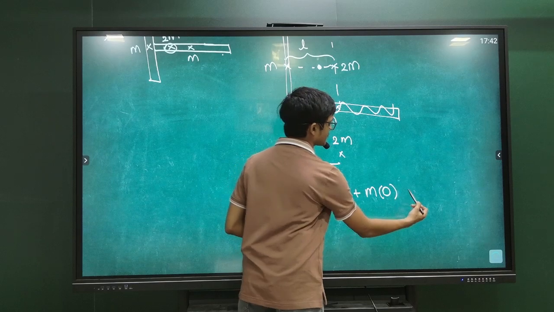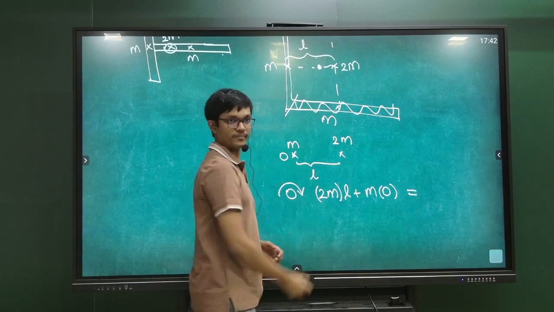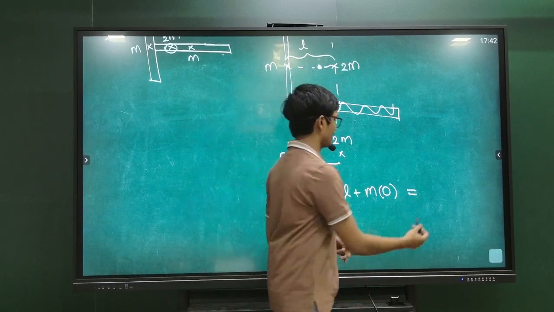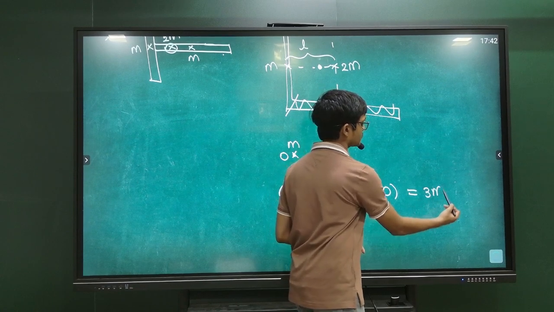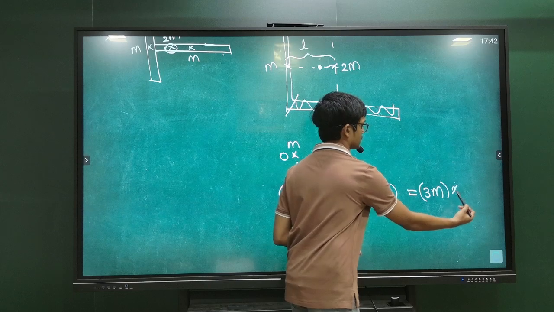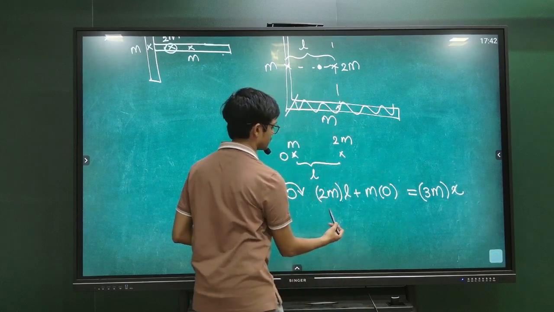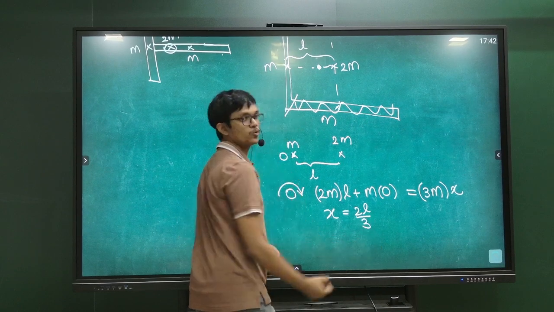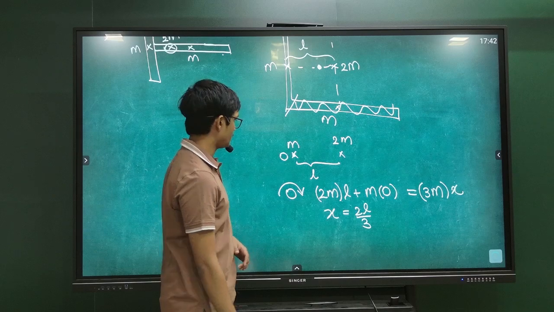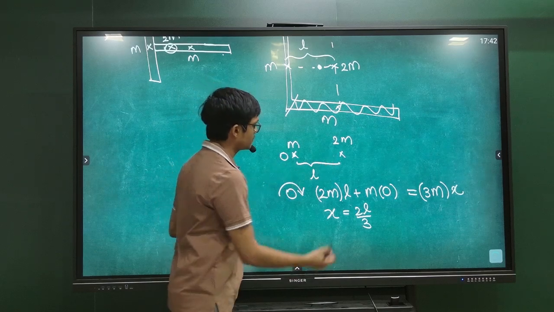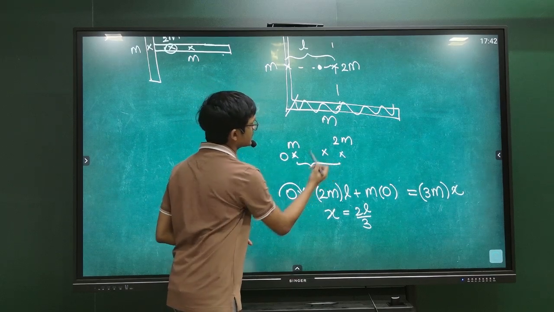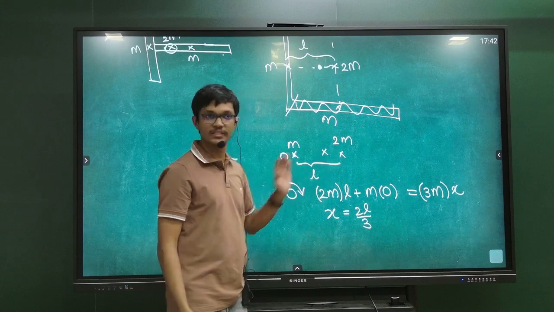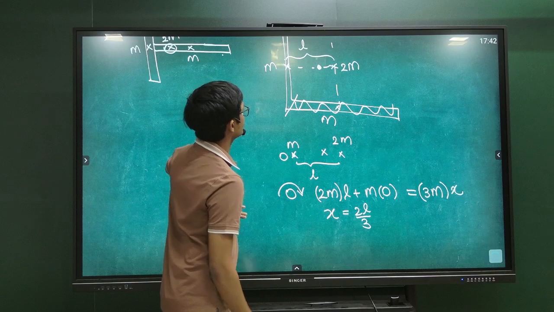What is the resultant? 2m plus m, 3m. What is the distance to 3m? X. What is x? 2L over 3. That means if this is L, 2L over 3 is here, right? More towards this side. So you can find the center of gravity here.